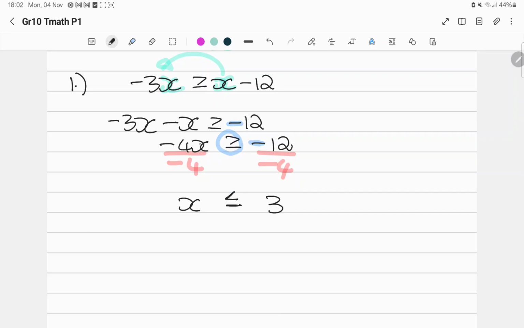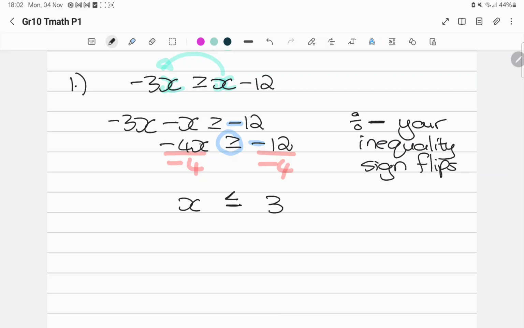So where x was greater than negative 12, now x is going to be less than 3. So that's an important thing. When you divide with a minus, your inequality sign has to flip. Okay, so x less than 3.